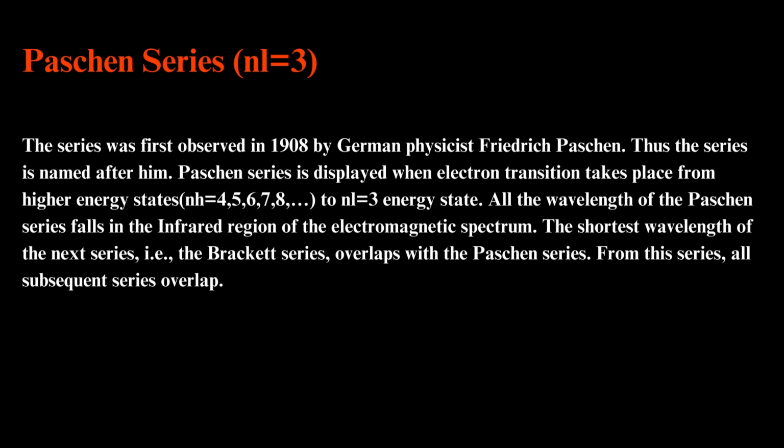The Paschen series is displayed when an electron transition takes place from higher energy states, nH equals 4, 5, 6, 7, 8, to the nL equals 3 energy state. All the wavelengths of the Paschen series fall in the infrared region of the electromagnetic spectrum. The shortest wavelength of the next series, i.e., the Brackett series, overlaps with the Paschen series. From this series, all subsequent series overlap.